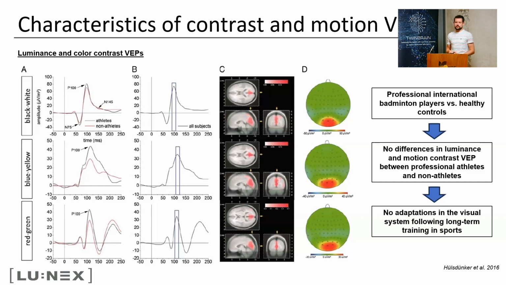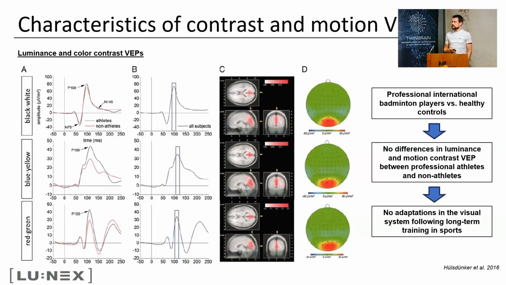However, there was a lot of heterogeneity, especially in the amplitude. So when investigating this statistically, there were no differences between the two groups. And in terms of latency, it is more or less identical. The same also applies to the red-green contrast. So it doesn't matter what part of the primary visual cortex you stimulate, contrast or color, there are no differences between the two groups. Participating in badminton for, I think on average, 15 years or something like that, playing at the highest level, does not lead to any adaptations in this part of the visual system.